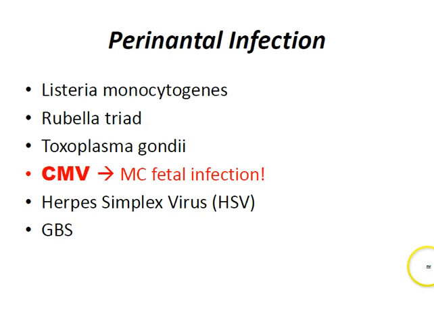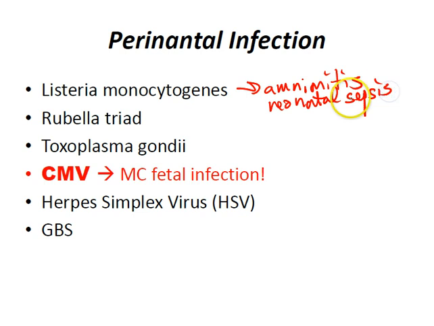So, that takes us right into perinatal infections. Looks like your TORCH infections to me. With the perinatal infections, we're going to start with Listeria monocytogenes. Now, this is usually from soft cheeses or under-pasteurized milk that are often infected with Listeria monocytogenes, and that leads to amnionitis, which leads to neonatal sepsis. And then what does that lead to? Meningitis. And that usually causes a spontaneous abortion.